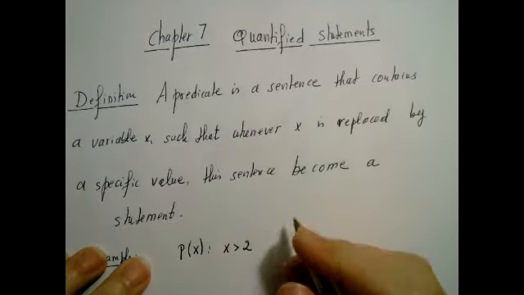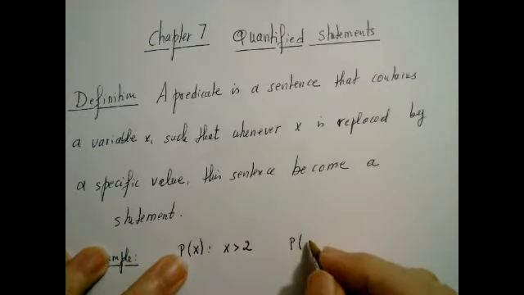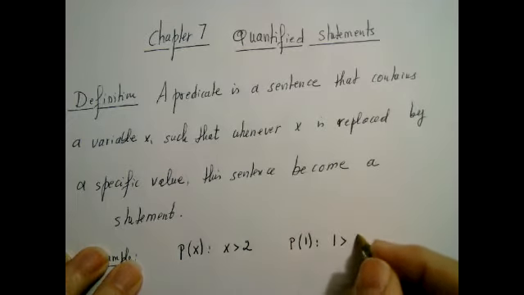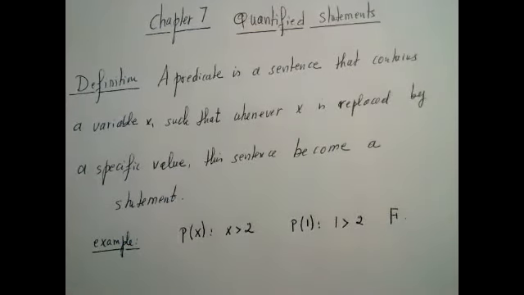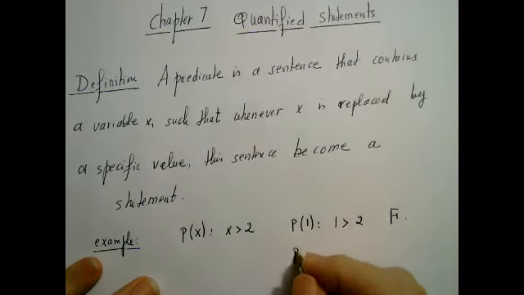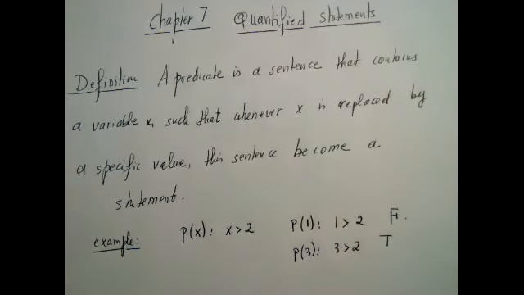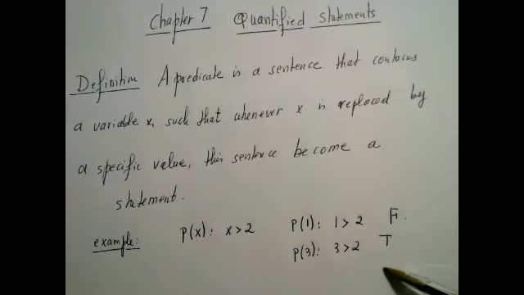That's a predicate. Now, if I assign a value to this predicate, suppose I put 1 in it, this would read 1 bigger than 2, and this is definitely a statement because this is false. If I take p of 3, this reads 3 bigger than 2, that's a true statement. So the predicate will actually depend on the value of x. Sometimes it's true and sometimes it's false.